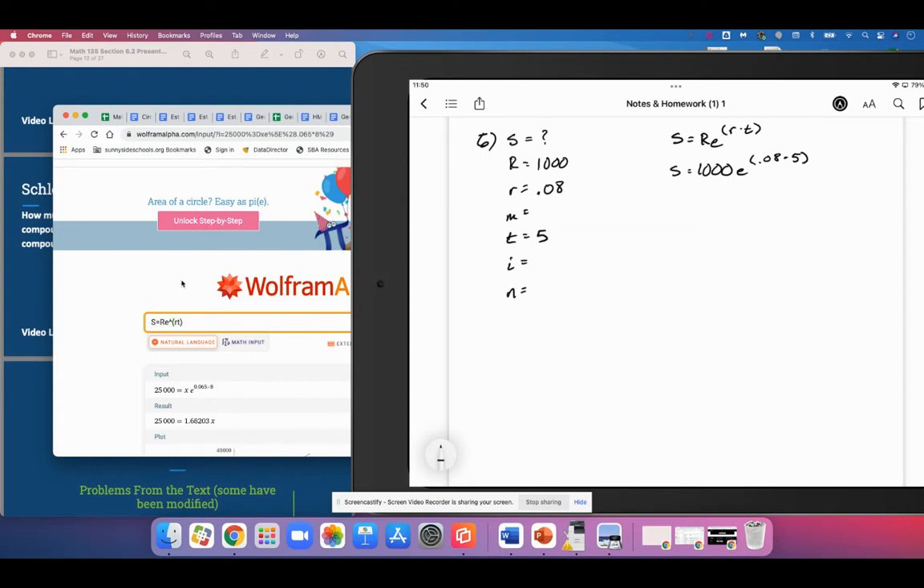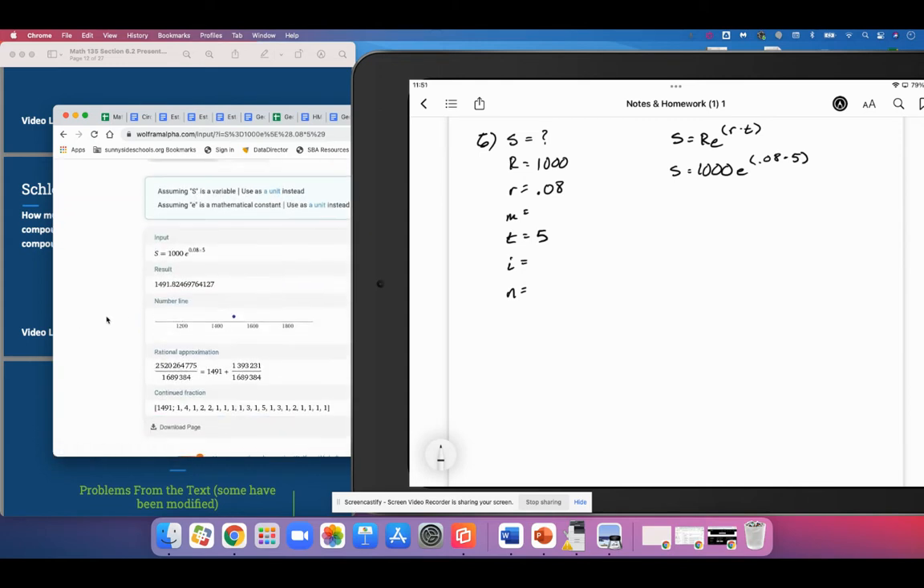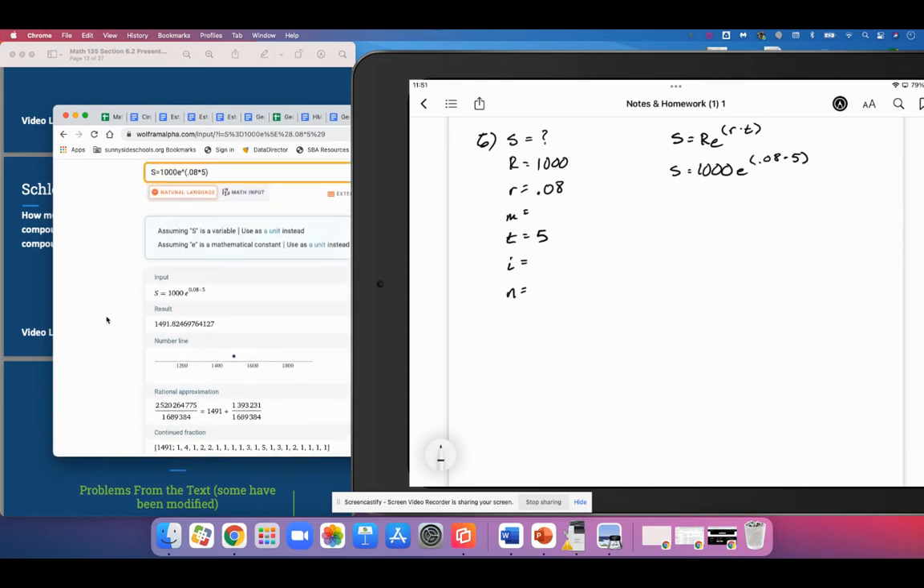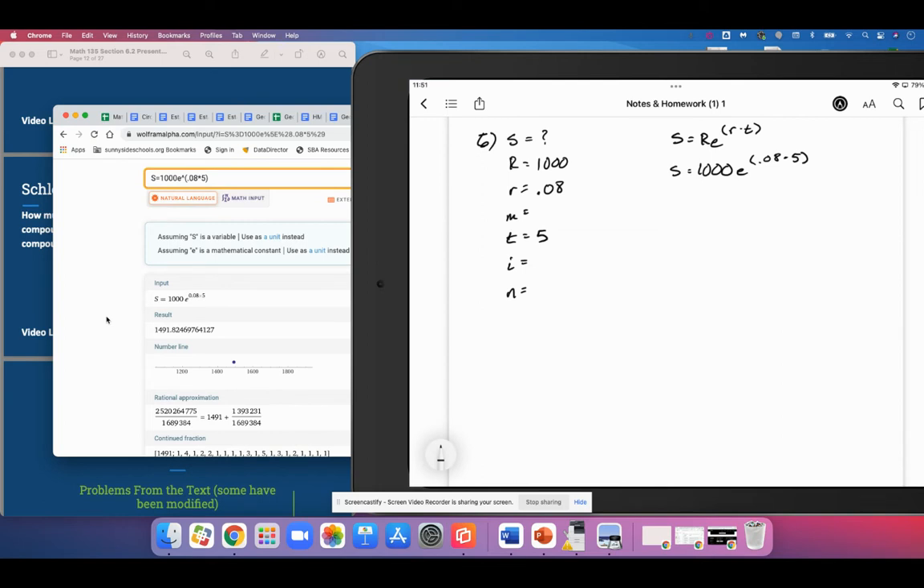So our S is left alone. It's $1,000 times e to the power of 0.08 times 5. So that $1,000 in 5 years turns into almost $1,500. This person makes almost $500 for doing nothing. So, 1,491.82.